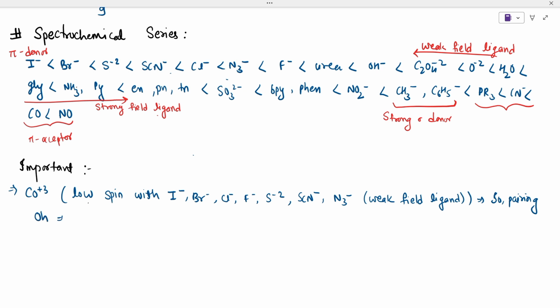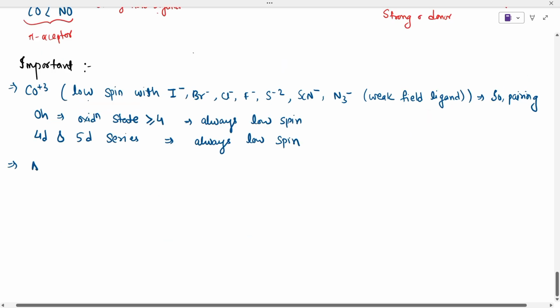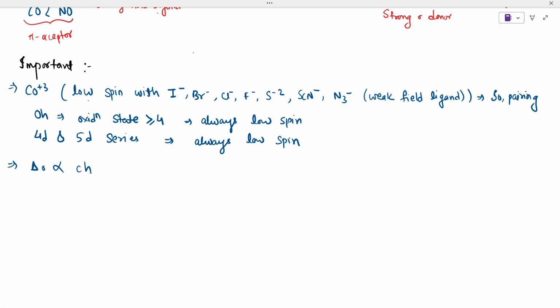For octahedral complexes, if we have oxidation state greater than or equal to 4, it will always show low spin. For 4d and 5d series, they also always show low spin complexes. Octahedral energy is directly proportional to the charge on the cation. If we have the same number of d electrons, octahedral energy is inversely proportional to the number of d electrons.